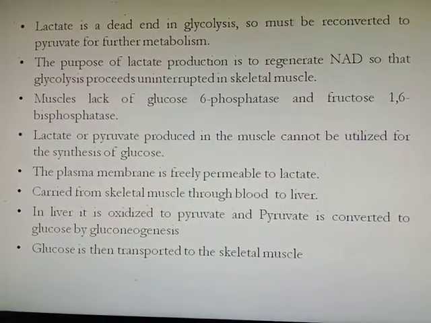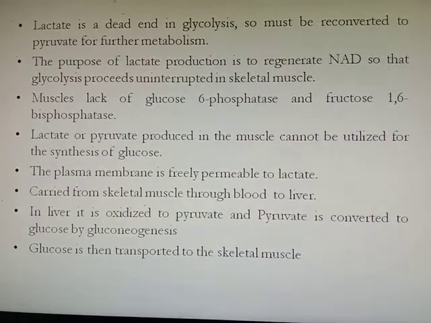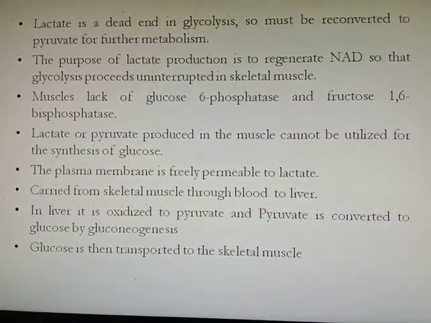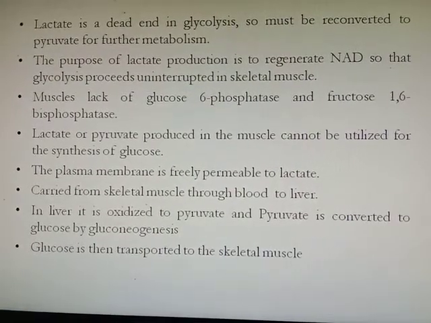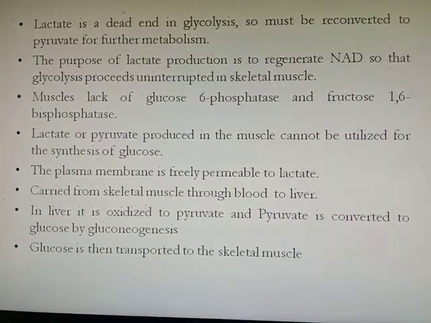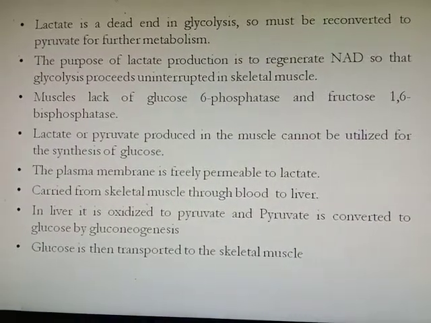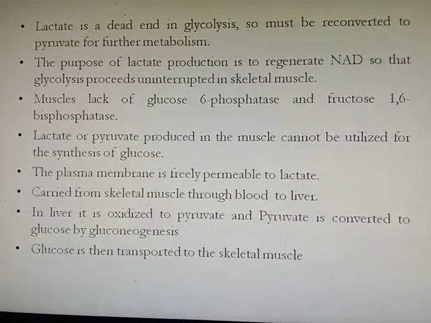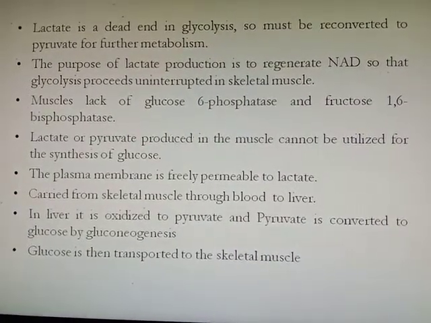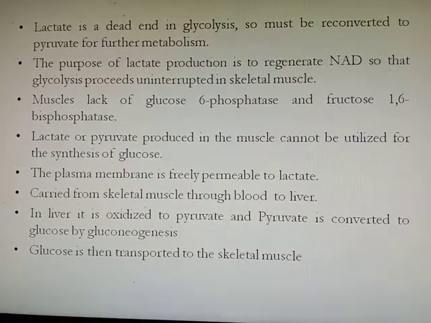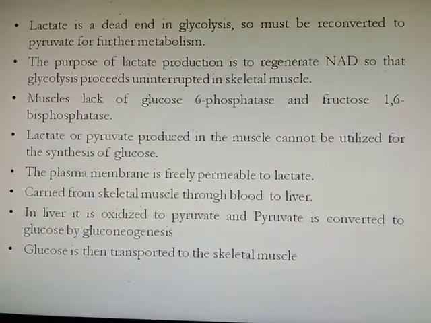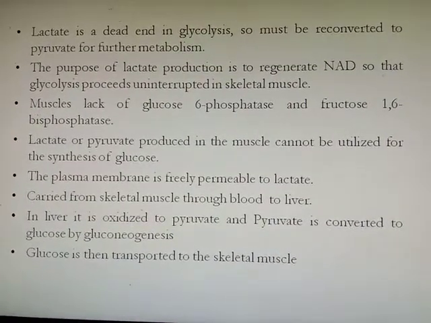The plasma membrane of the skeletal muscle is freely permeable to lactate. Therefore, lactate is carried from skeletal muscle through blood to the liver. In the liver, it is oxidized to pyruvate and then pyruvate is converted to glucose by gluconeogenesis. Then that glucose is again transported back to the skeletal muscle, where it is stored in the form of glycogen or utilized as an energy source. It is called the Cori cycle.